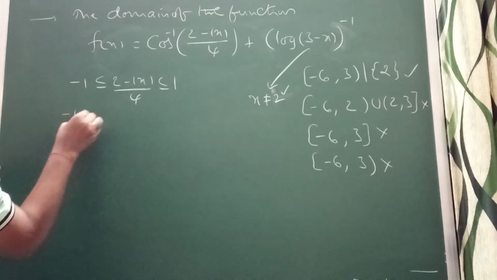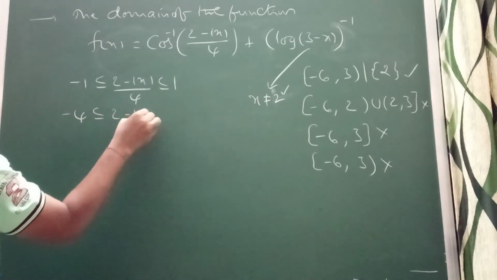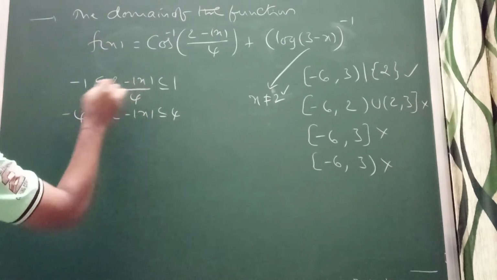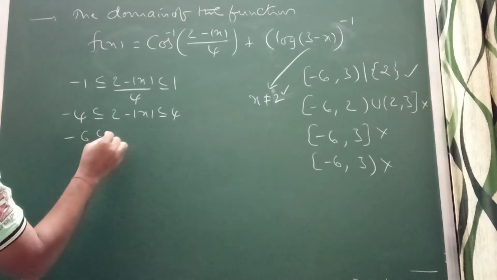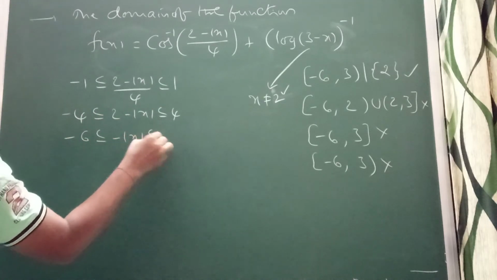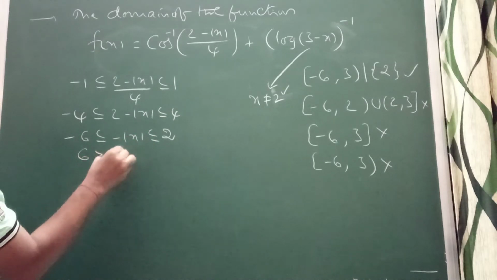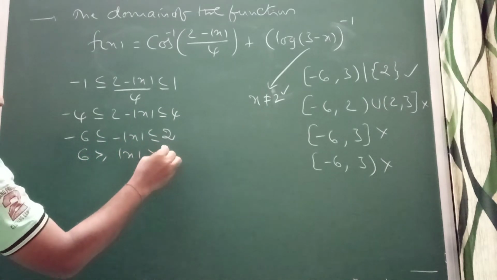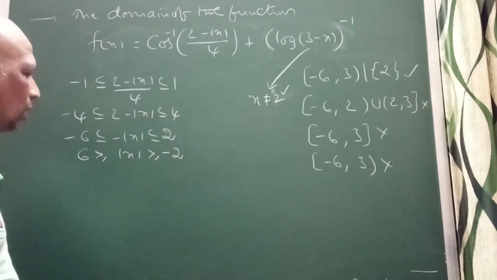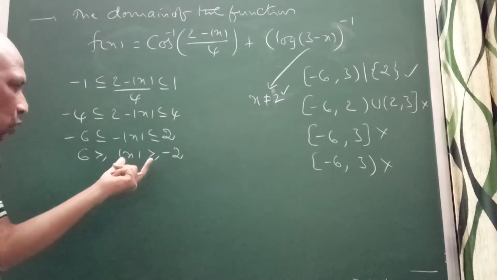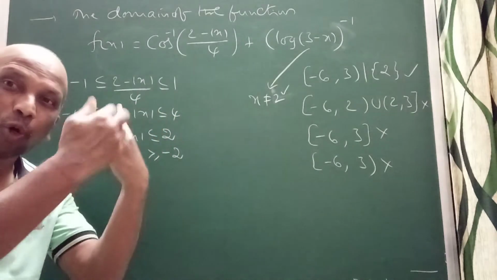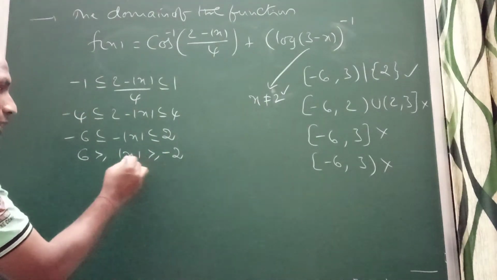Multiply with 4. Can add minus 2. Add minus 2 like this. Multiply with negative. Correct, it will come like this, right? But this result is true. Mod x is greater than or equal to minus 2, always true. Correct, it is always true.